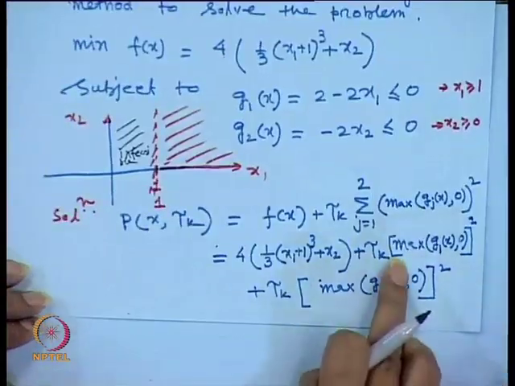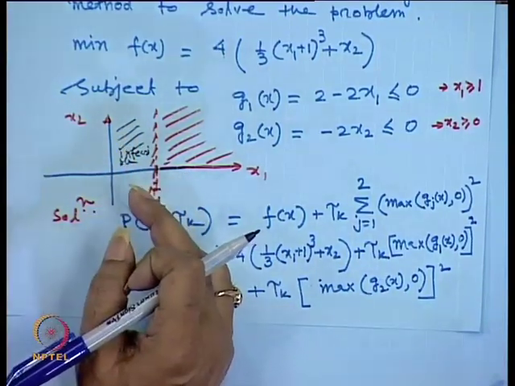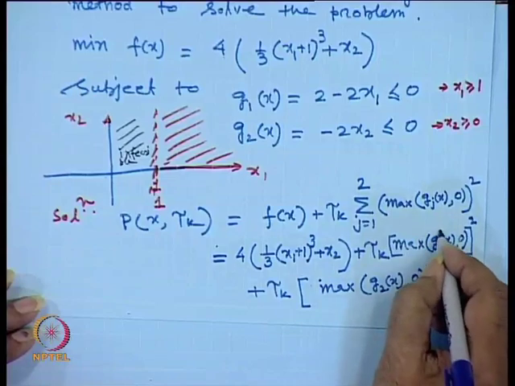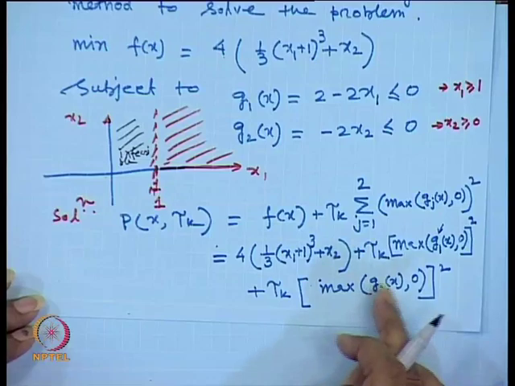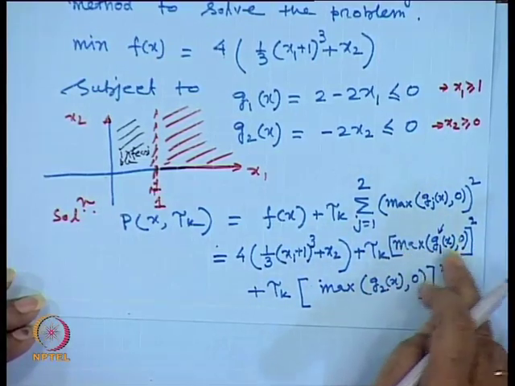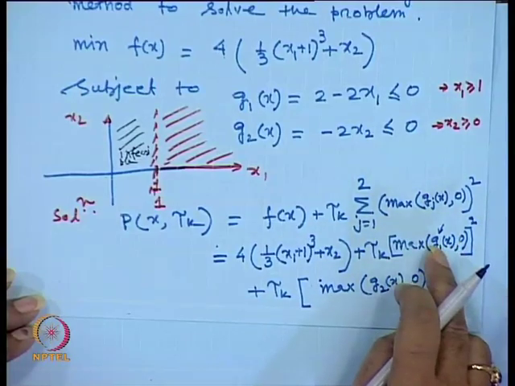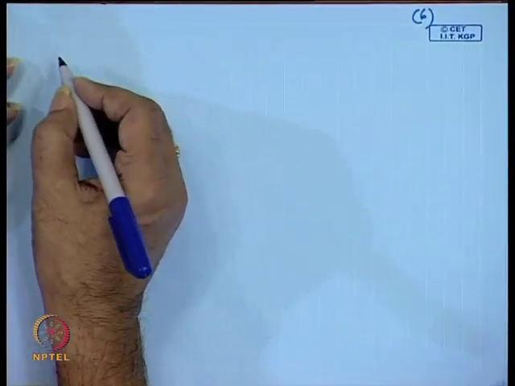Now, next you see this one, because we will start with an exterior point, meaning an infeasible point, agree? In this situation, in the infeasible, exterior point, the g1 of x value is positive, and the g2 value is also positive. So, the maximum of this and 0 is g1, so we will write g1 and its square. So, I can write this next way.